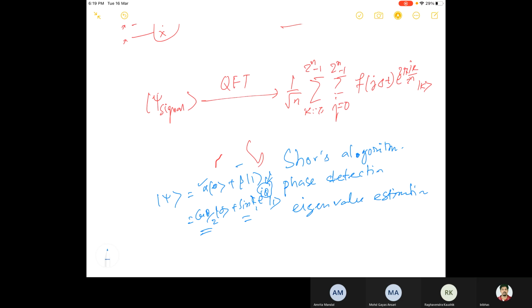Now, let us recall. If this is the case, this is just a vector, right? So we can realize this by a unitary matrix. Let me write down the matrix representation of QFT. Whatever we have done here is actually very simple, although the notations are very, very complicated.